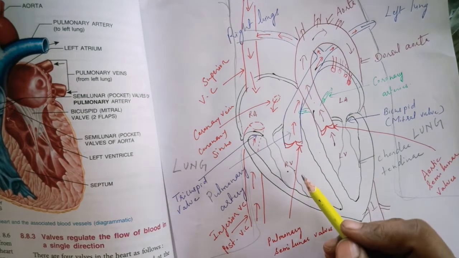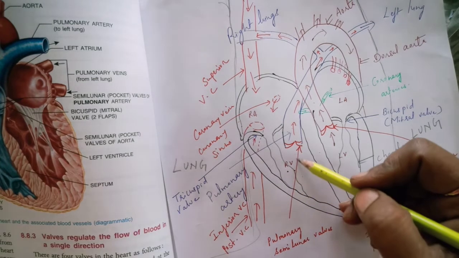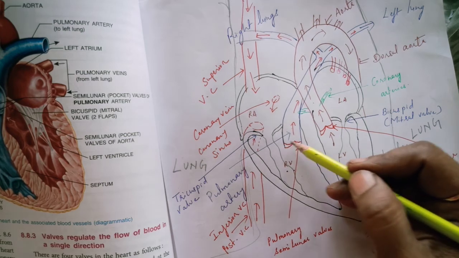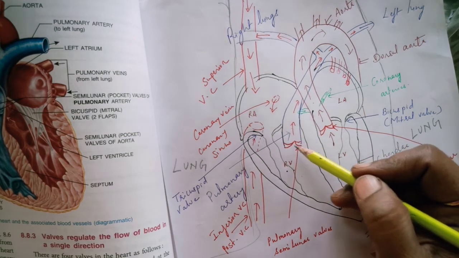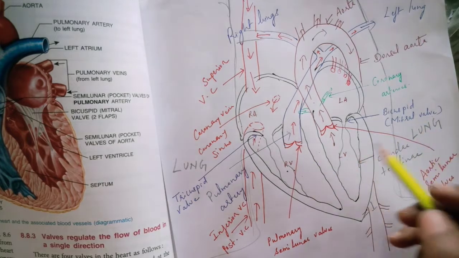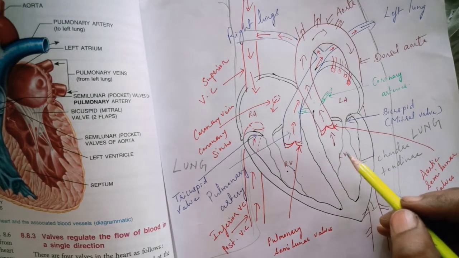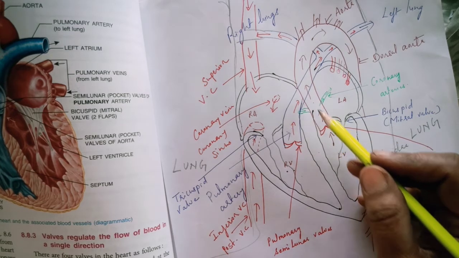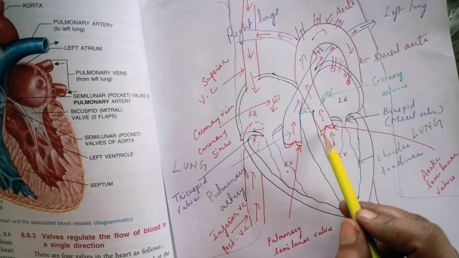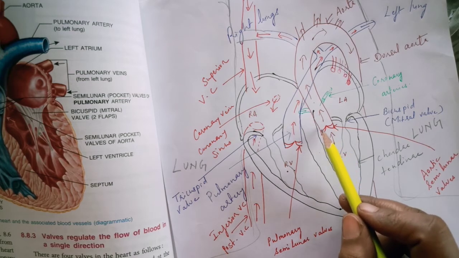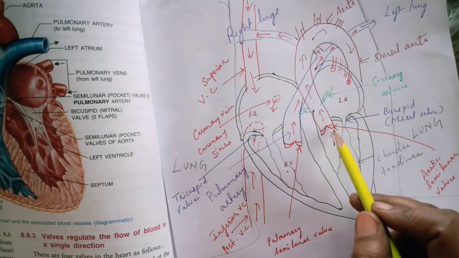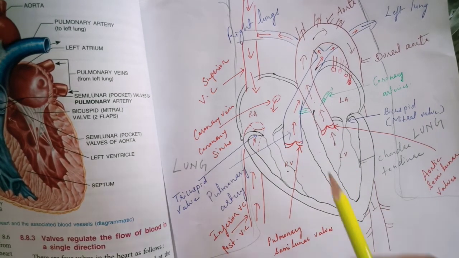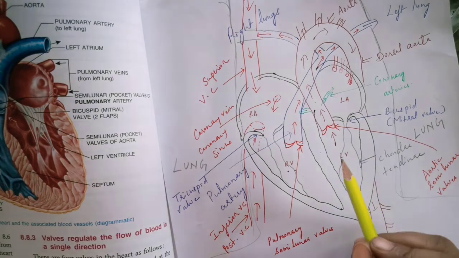Similarly, blood can flow only from the right ventricle into the pulmonary artery, but it cannot come back because these pocket-like structures become full of blood and close the opening. Similarly, blood from the left ventricle can pass into the aorta, but blood from the aorta cannot come back into the left ventricle because these aortic valves become closed as their pockets become full of blood. So these valves help in facilitating the unidirectional movement of the blood.